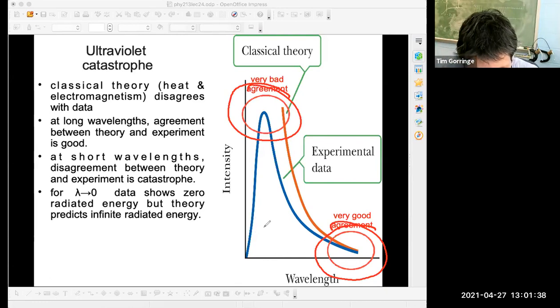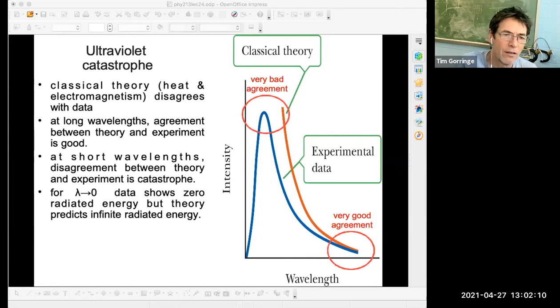Actually, in particular, as the wavelength goes to zero, as lambda goes to zero, the data shows that there's a vanishing amount of energy intensity at zero wavelength. Whereas the theory actually predicts an infinite amount of energy intensity at zero wavelength. You can't be much more wrong, right? I couldn't be much more wrong than predicting something is infinite when it's measured to be zero.